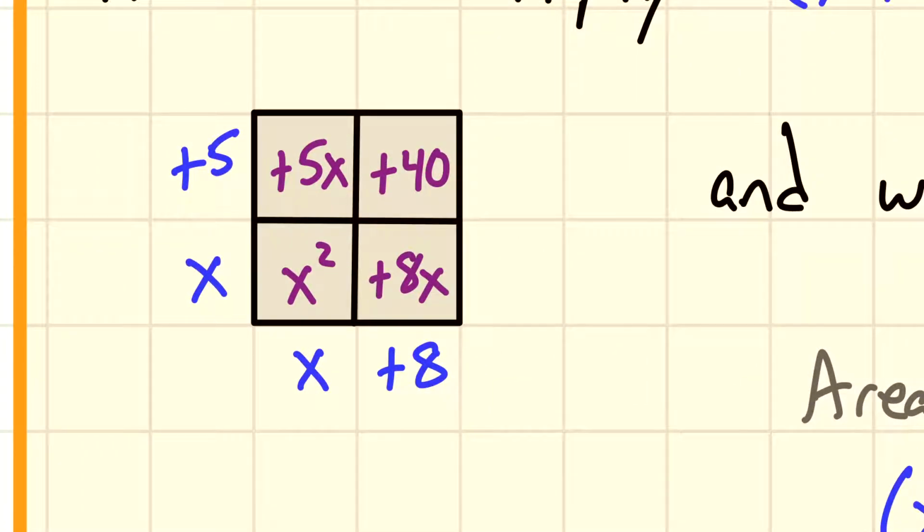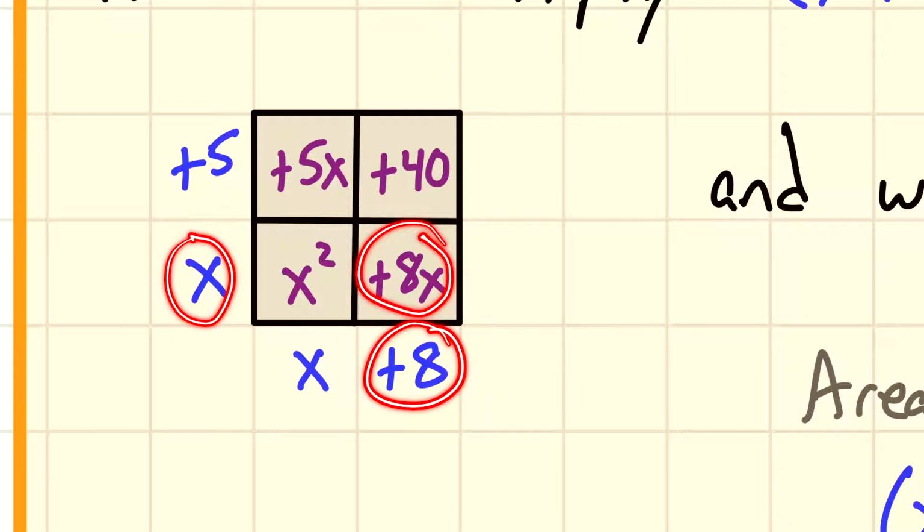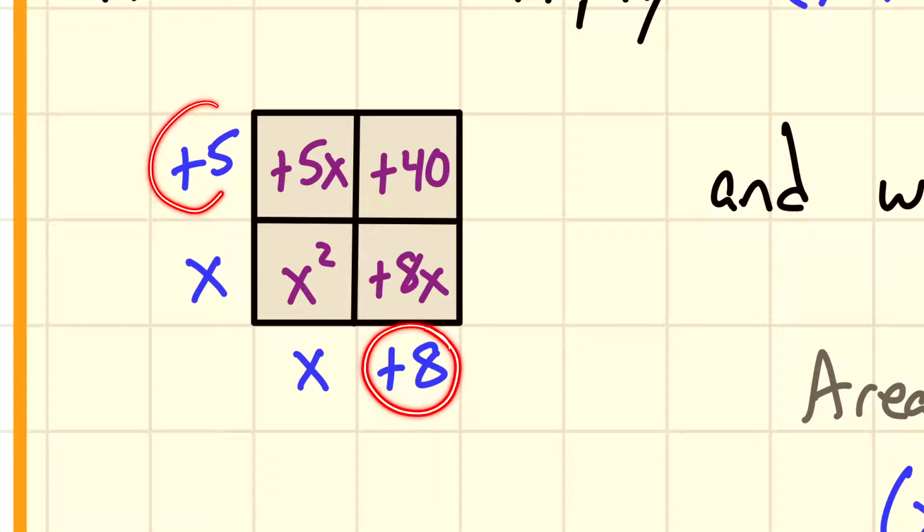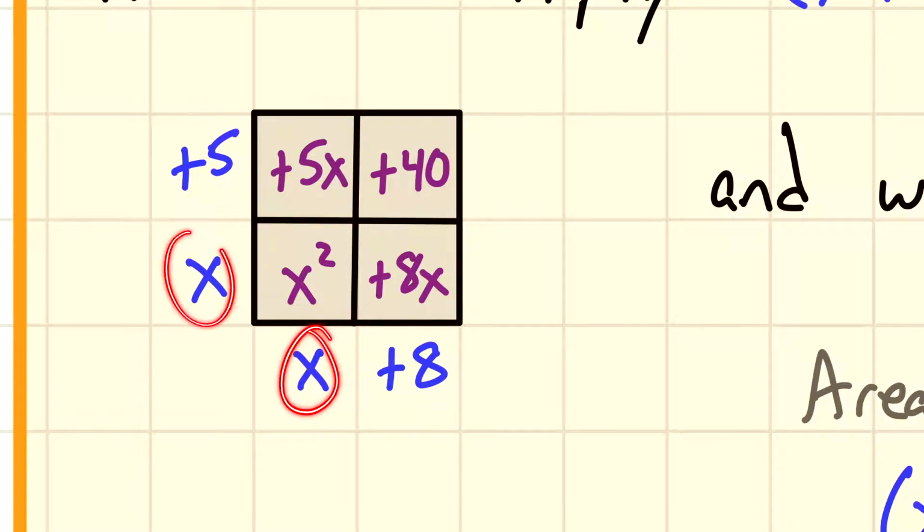When we multiply the terms on the outside, for example, x times x gives us x squared. We have 8 times x gives us 8x. x times 5 gives us plus 5x. And then the last one, a positive 8 and a positive 5, when we multiply those, we get a positive 40, plus 40. So everything inside is being generated by the numbers that we're multiplying on the outside.